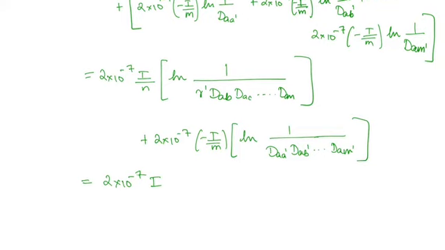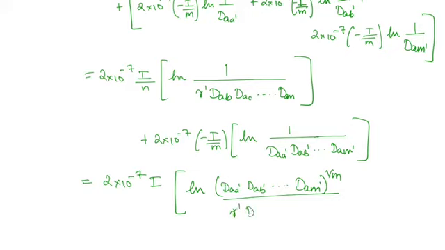So here 2 into 10 to the power minus 7 I ln of dAA dash dAB dash and so on till dAm dash, this is to the power 1 by m, divided by r dash dAB dAC and so on till dAn, this is to the power 1 by n. So we have it in terms of a single expression.